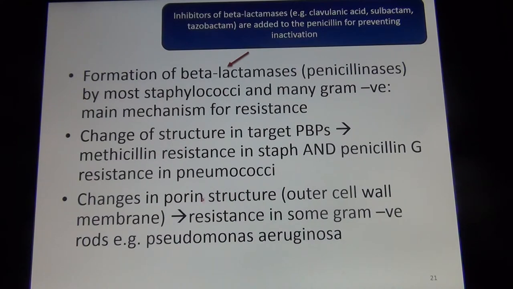So this is another way the bacteria produce resistance to penicillin: by changing the structure of the target penicillin-binding proteins. Thirdly, bacteria will change their porin structure, which is in the outer cell wall membrane. When they change this, it will alter the permeability of the cell wall membrane to antibiotics, and this will lead to resistance in some gram-negative rods, for example in Pseudomonas aeruginosa.